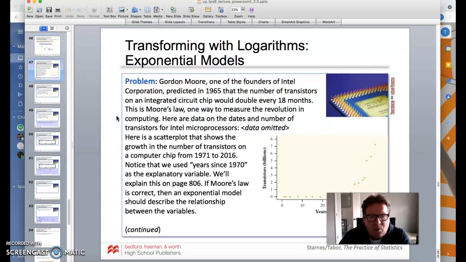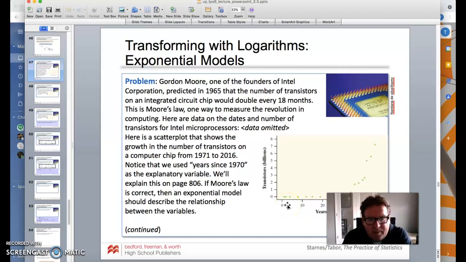So, all right, once again, here we go. So here's the problem. Gordon Moore, one of the founders of Intel, said that we'd be able to double the processors every 18 months. It's called Moore's Law, one way to measure the revolution in computing. Now, they didn't give us the data, but they do give us a little scatter plot here of years, where 0 is 1970, so it's years since 1970. We're going to see the number of transistors, and boom, you can kind of see that explosion. It's clearly not a linear equation, and it goes all the way up to 2016.